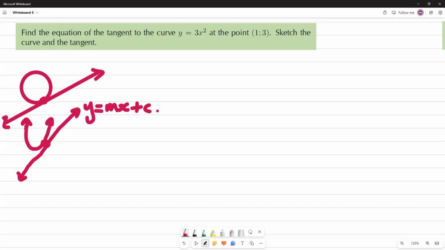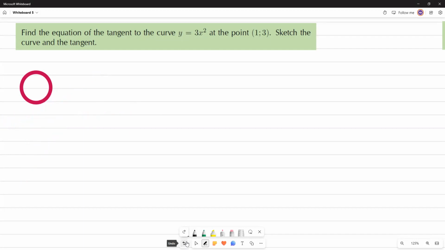I guess you now know what a tangent is. In this case, the question says we need to find the equation of the tangent to the curve y equals 3x squared at the point (1, 3). And then they want us to give a rough sketch of the curve and the tangent. We'll just use a graphing calculator to sketch. Most importantly, you need to know how to find the equation of the tangent.